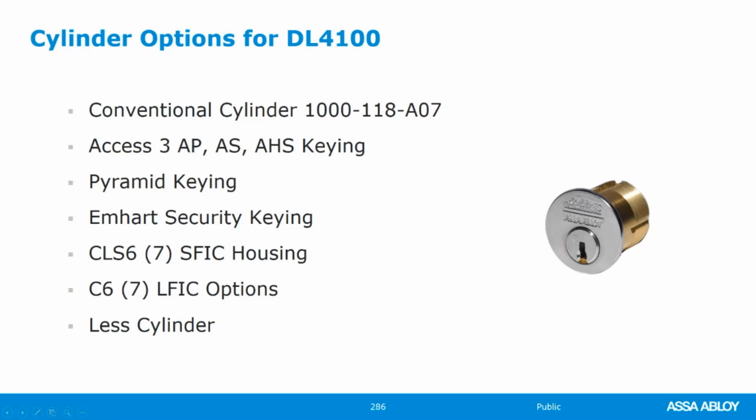Again, sometimes when we're doing jobs that people are doing the small format best style core, they will ask us to do it less cylinder. Well, you have to make sure that they have a cam that works for that A07. Otherwise, you can do the CLS 6 option, which will give you a Corbin Russwin housing with the proper cam that you can put that best core into.